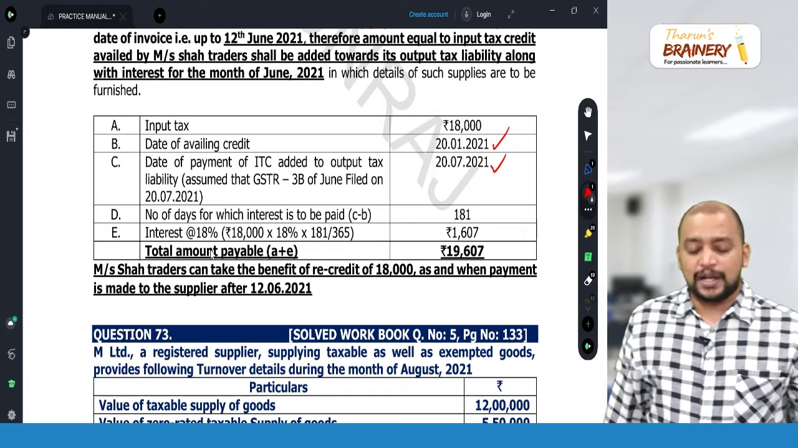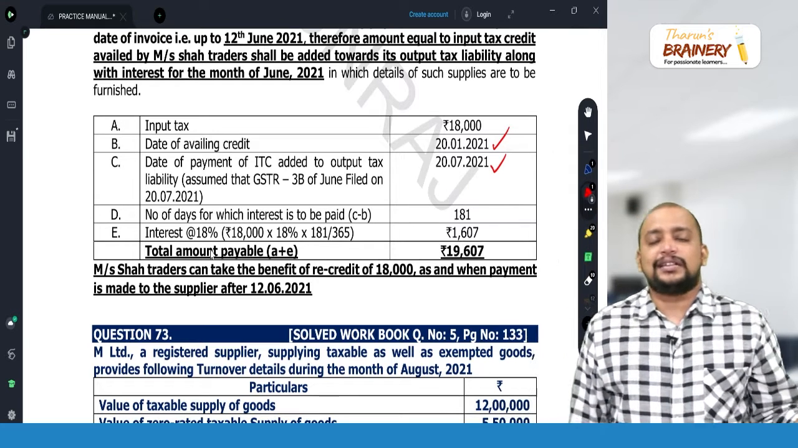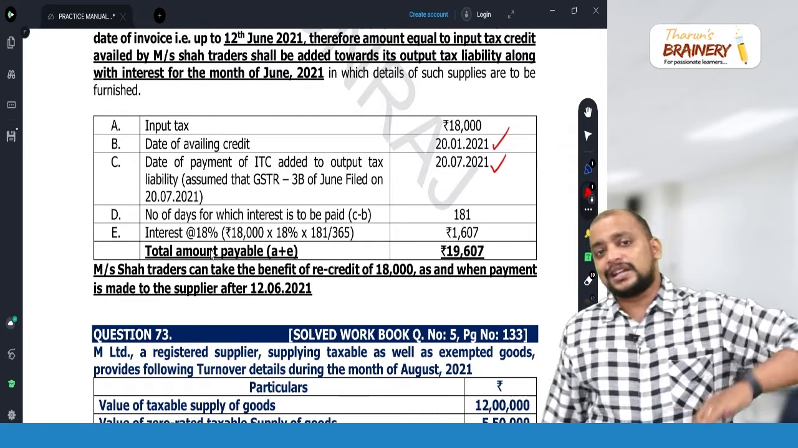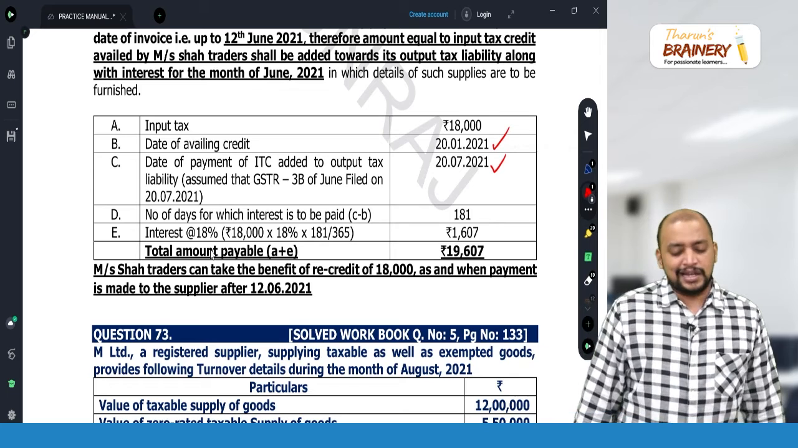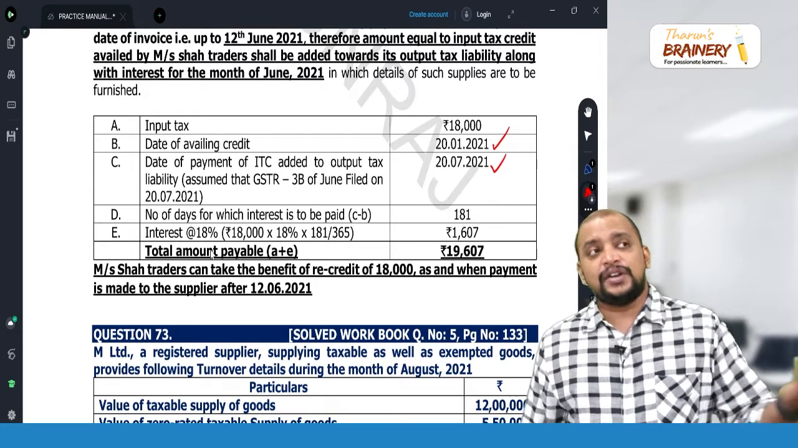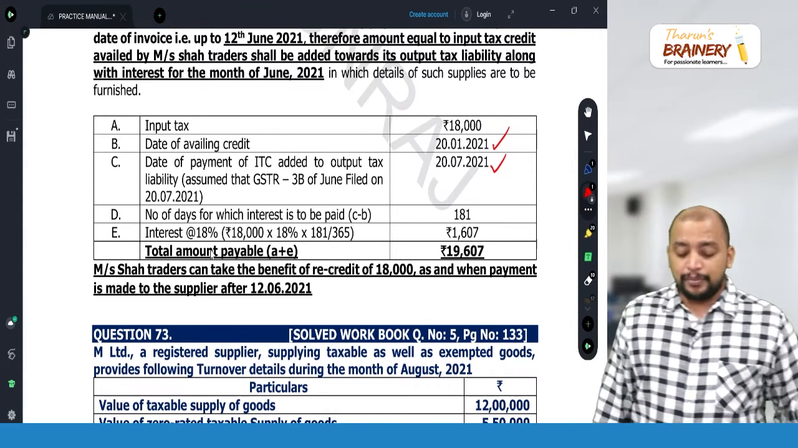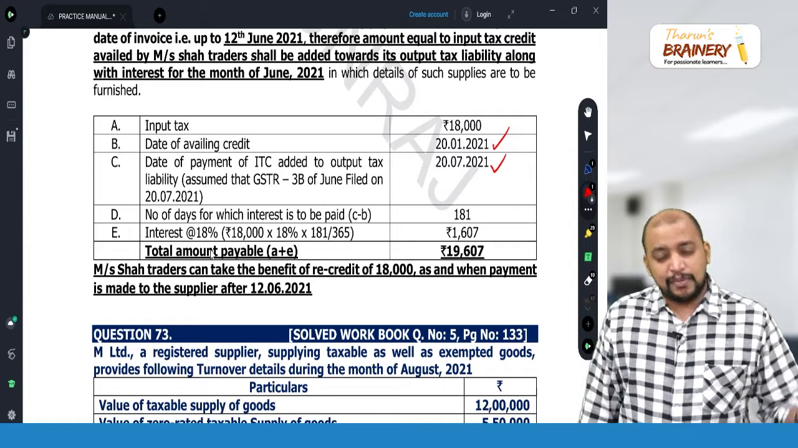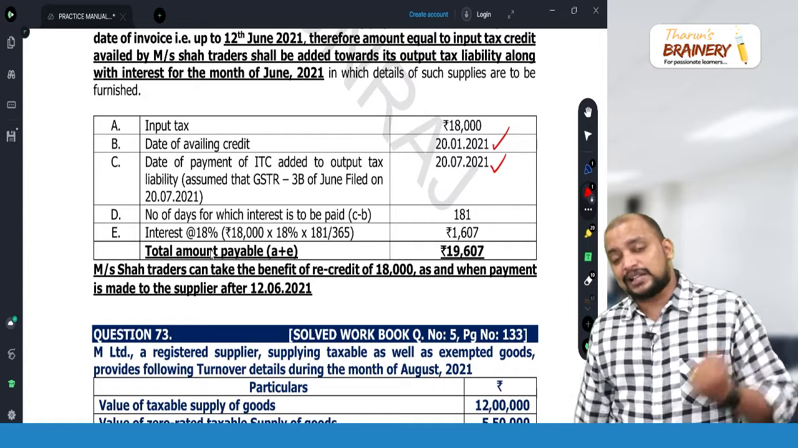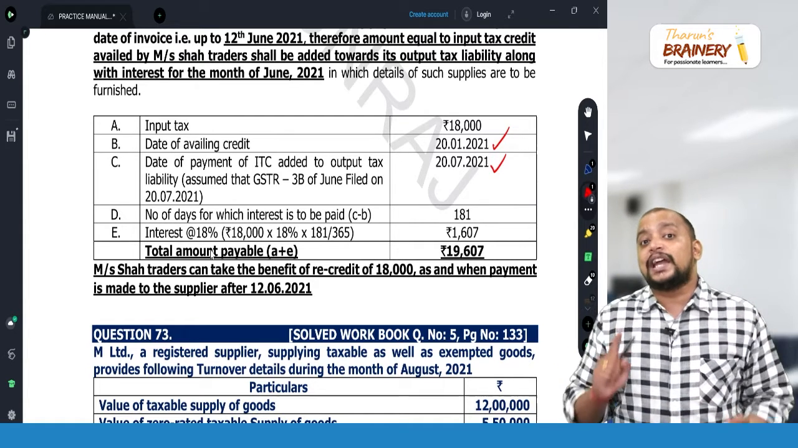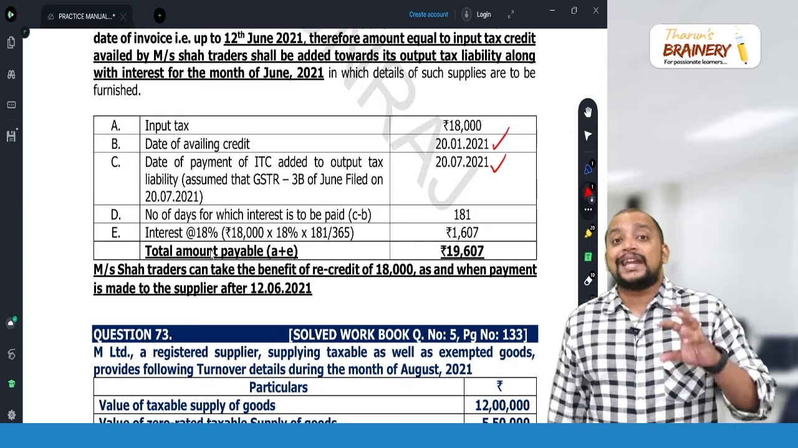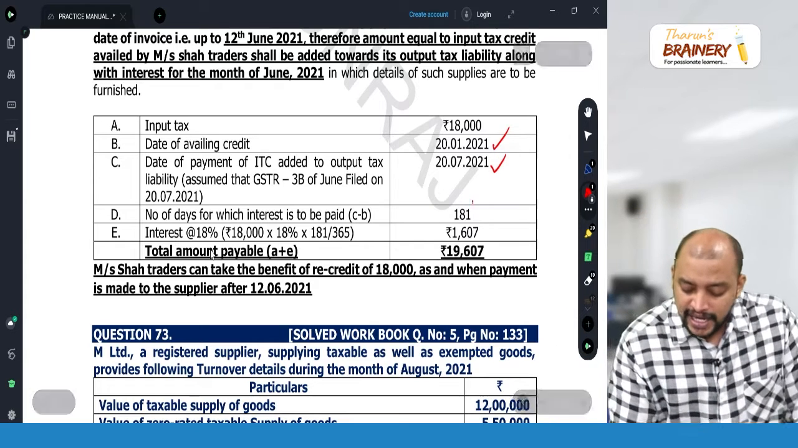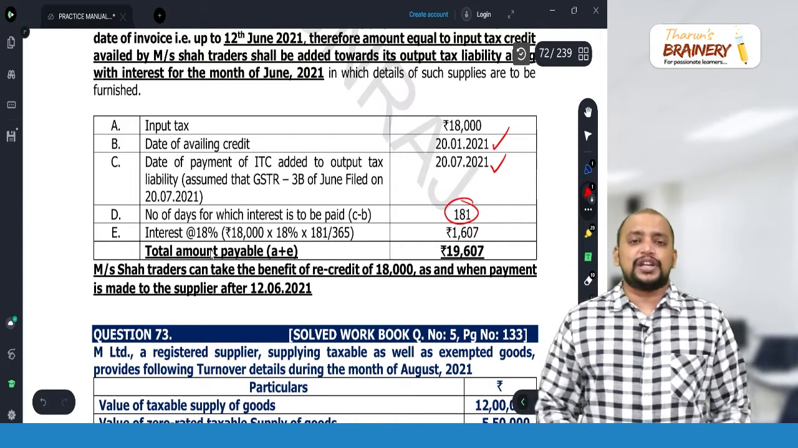Interest will be computed from 20th Jan, but don't include 20th Jan. So you take the next day, that is 21st Jan. So in January 11 days, and in February 28 days, March 31, April 30, May 31, June 30, and in July 20 days. So it will be 181 days. For this 181 days, we need to do the computation of interest.